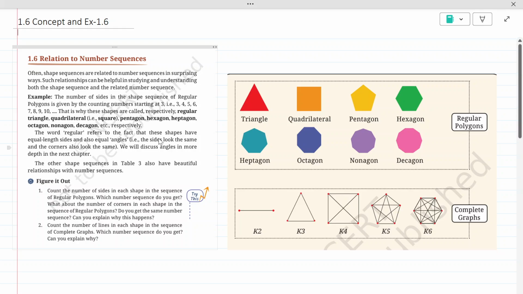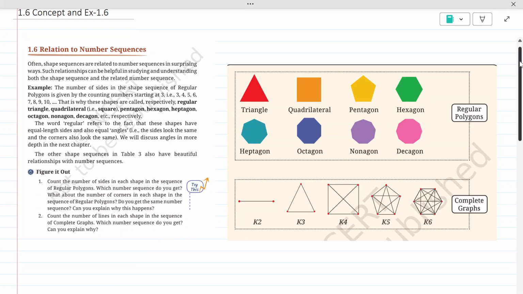And when we say regular, it means all the sides are equal and also these sides are at equal angles with each other. That means the space between the two lines is also the same. The length of the side is the same and the space between these lines, which we call angles, is also the same. Okay. Now, I think we can start the next exercise, that is exercise 1.6.